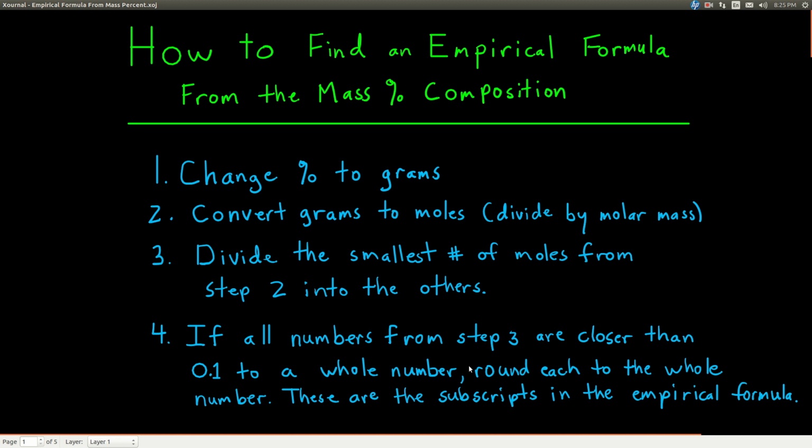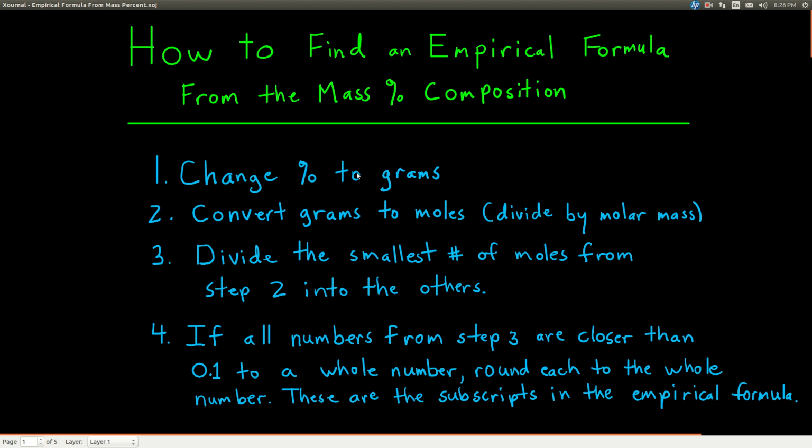Hey guys, in my last video I showed you how to calculate the mass percent composition of a compound if you knew its formula. Now we're going to go the other way. Let's say we know the mass percent composition, but we want to find the empirical formula. Here's how you do it.